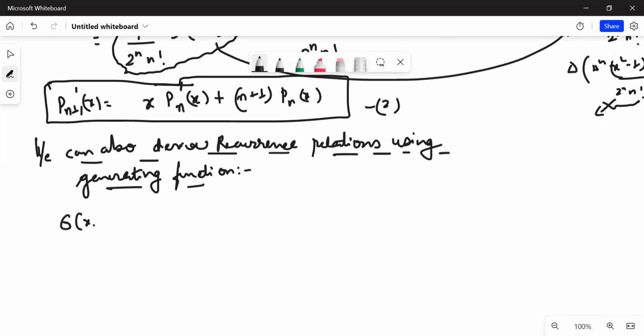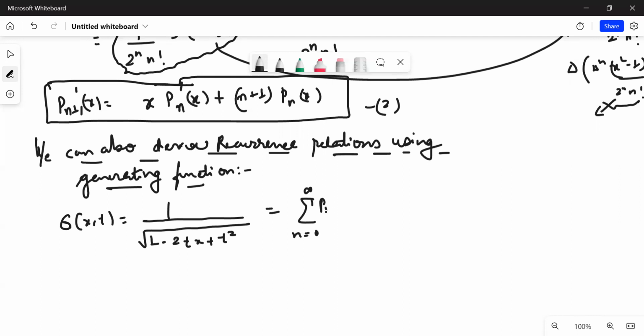So the generating function of Legendre's polynomial is given by 1 upon root over 1 minus 2tx plus t square. It is equivalent to writing summation n equal to 0 to infinity Pn(x) t power n. So whatever is the coefficient of t power n will give you different orders of Legendre's polynomial.